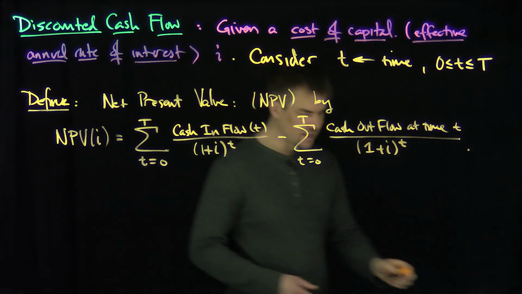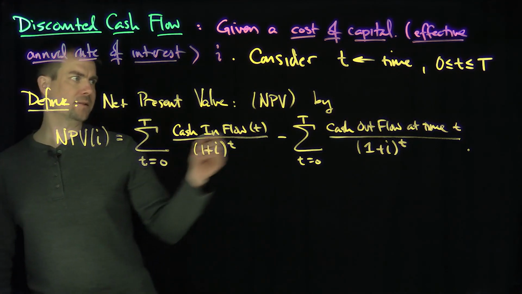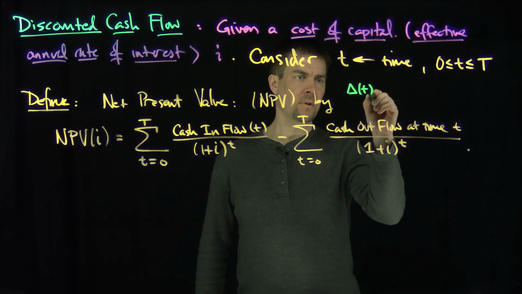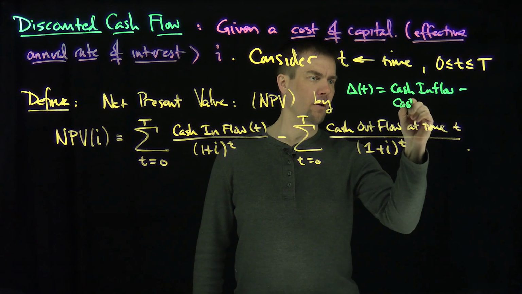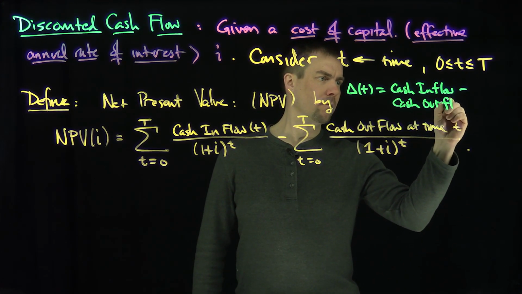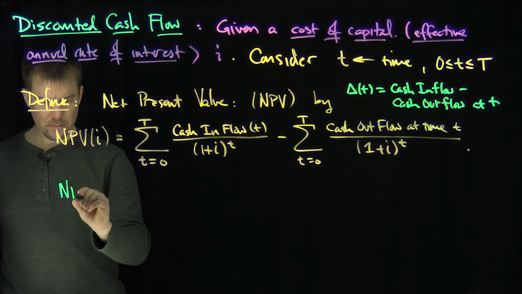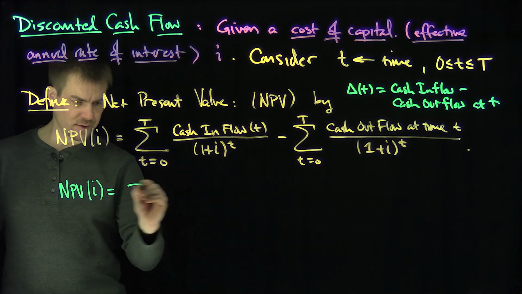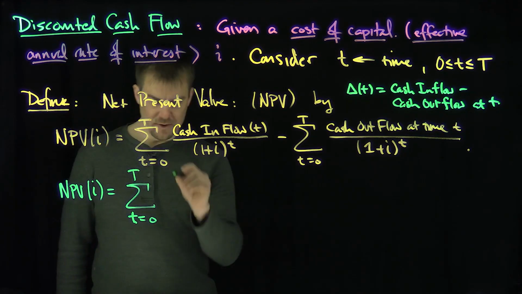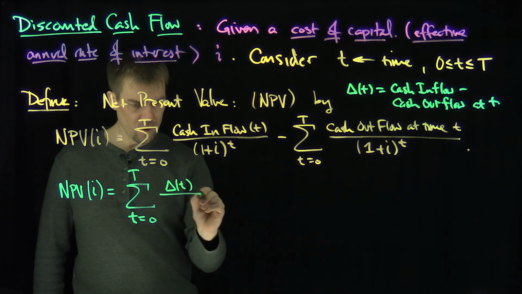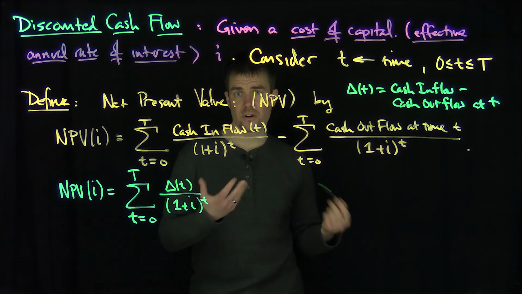Okay? So oftentimes, instead of writing these double sums, we concatenate this as a single sum. If we let delta t be the cash inflow minus the cash outflow at time t, then we can write the net present value of I as just the sum, t goes from 0 to capital T, of delta t over 1 plus I to the power t. And so that gives us our net present value as a function of the cost of capital.